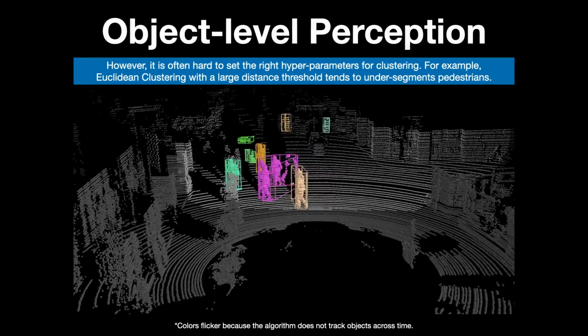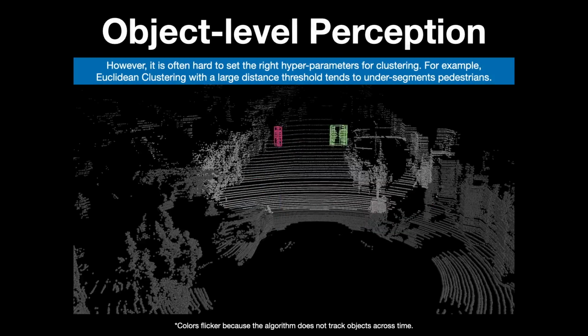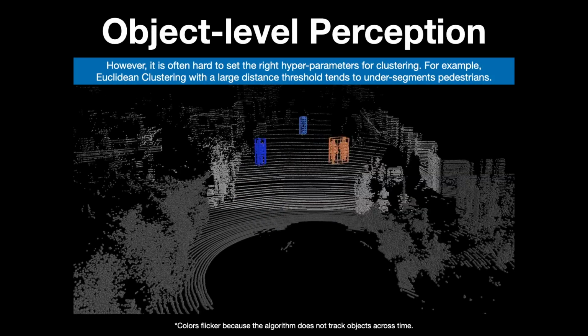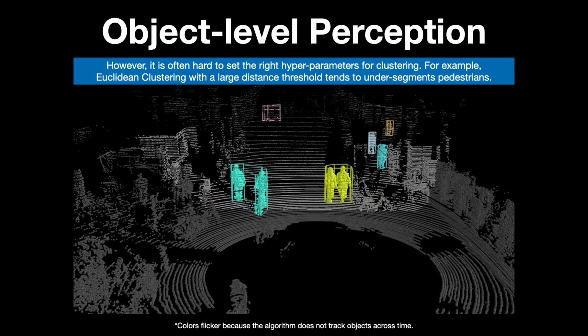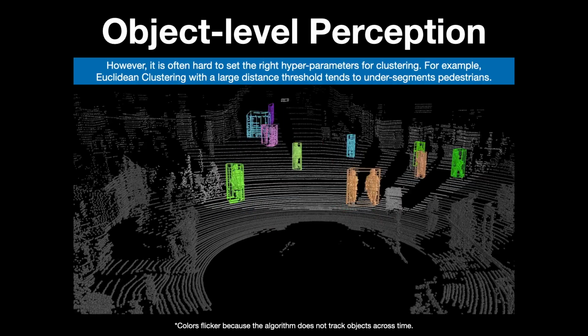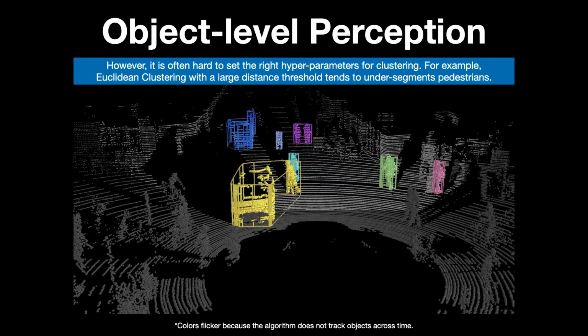To achieve instance-level object perception, existing pipelines often run clustering on the foreground points. Here we show the results of Euclidean clustering, also known as connected components, with a fixed threshold. As we see in the results, it tends to merge pedestrians into one big segment, which we call under-segmentation. This suggests the threshold epsilon, which is used to connect any points within such a distance, is too large for segmenting point clouds of pedestrians.